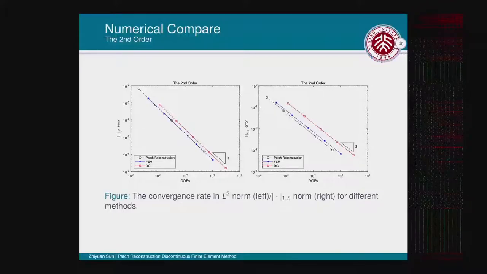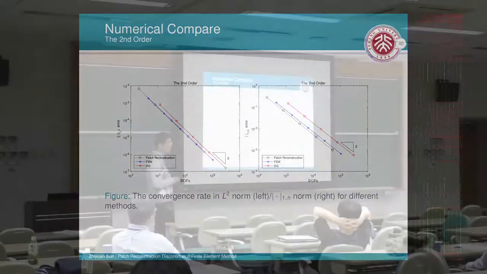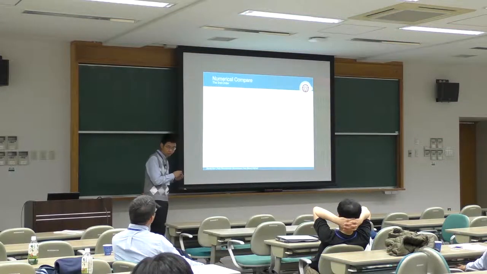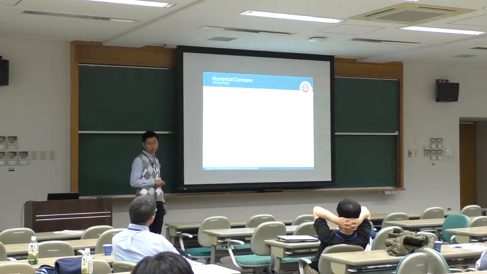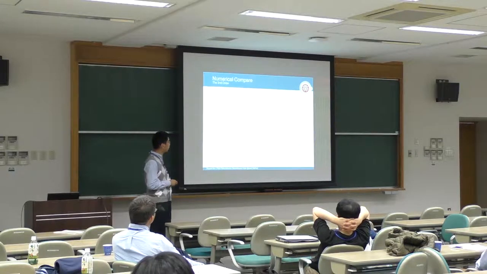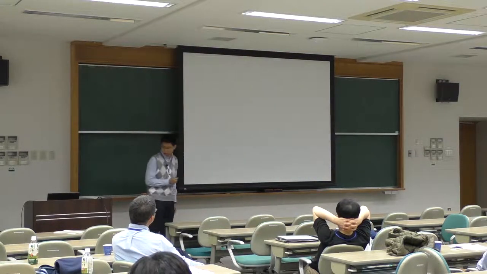And here is the second order approximation. We can see our method can sometimes be comparable with the finite element method. We can achieve the same order with the same degrees of freedom in the L2 norm. And it is also better.